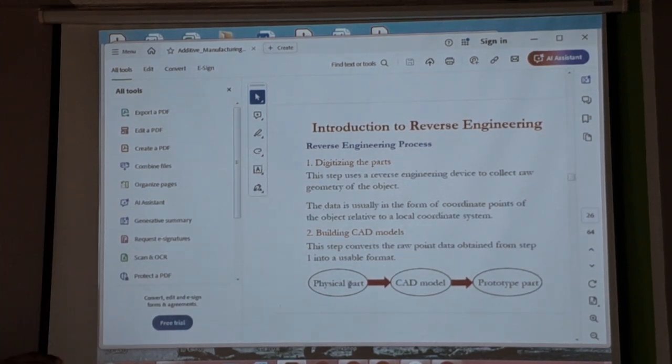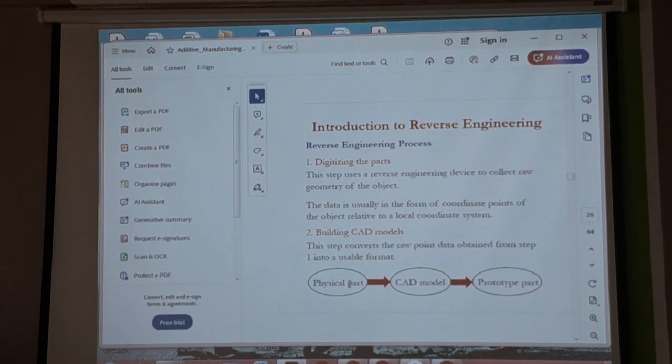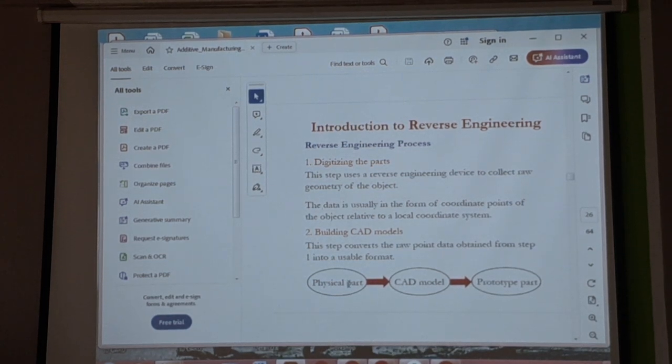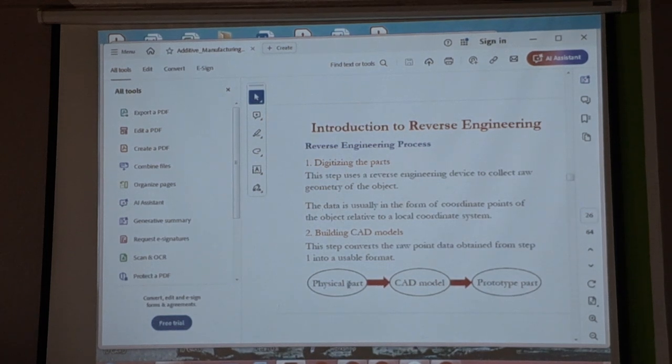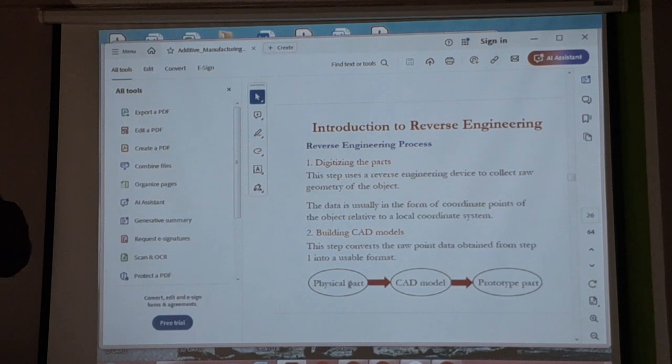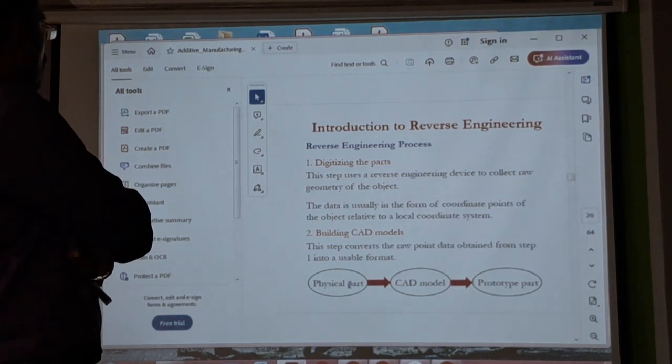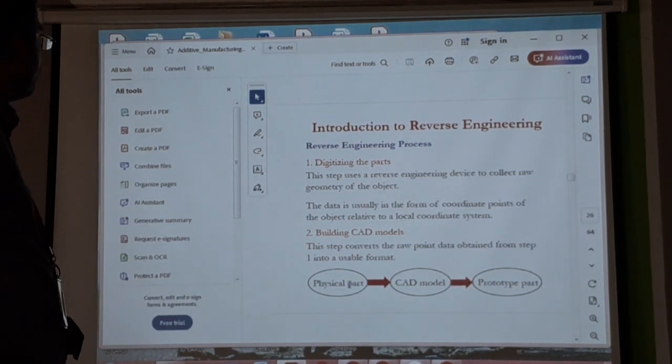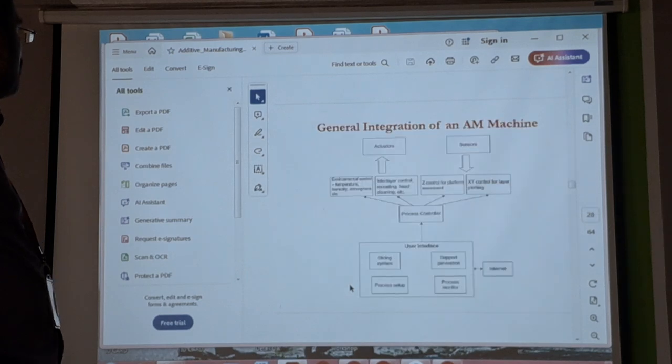Next, first we are going to see the process behind reverse engineering. First, we want to digitalize the parts, which is the first and foremost thing. This step uses reverse engineering to collect the raw geometry of the object. The data is usually in the form of coordinate points of the object related to local coordinates. Next is building a CAD model. This step converts the raw data obtained from the previous step into usable formats. Next, these are the examples.